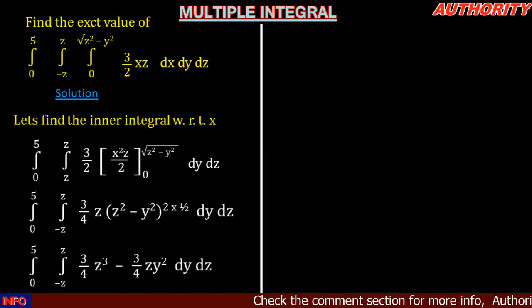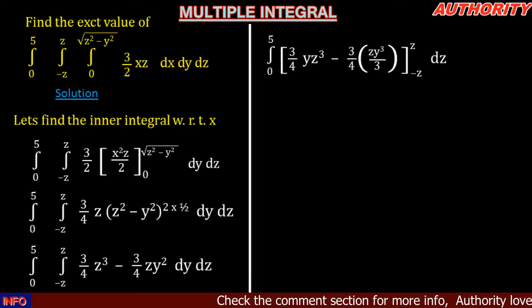In this place we have the inner part and the outer part. Again, we are going to integrate the inner part, which is with respect to y. So in doing so, when we integrate 3 all over 4 z cube with respect to y, it's going to give us 3 all over 4 yz cube. We integrated it as a constant because there is no y in it, and then we integrate it with respect to y.